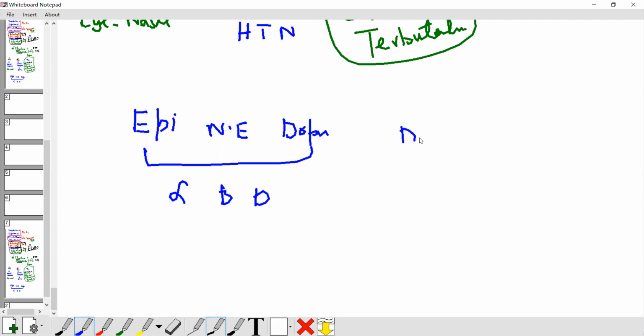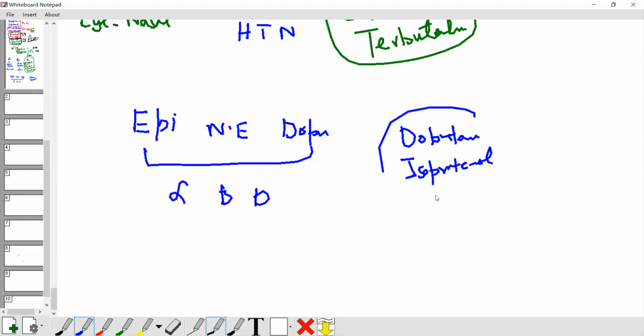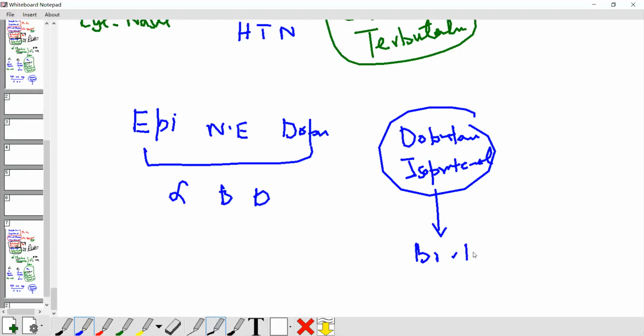How about dobutamine? Dobutamine and isoproterenol. These two drugs are beta 1 and beta 2. Clear? Tomorrow we will learn their uses in detail. Okay, that's it for today's class.